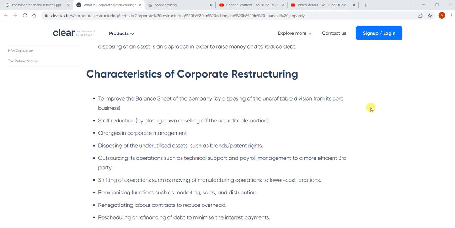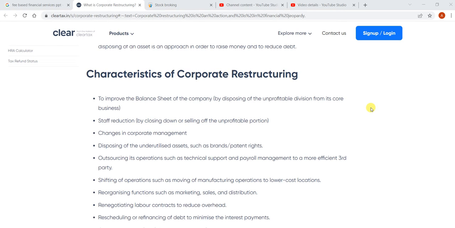Characteristics of a corporate restructuring. To improve the balance sheet of a company by disposing of the unprofitable divisions from its own business, staff reduction by closing down or selling of the unprofitable portion, changes in corporate management, disposing of the unutilized assets such as brands, patents, outsourcing its operations such as technical support, payroll management to a more efficient third party.